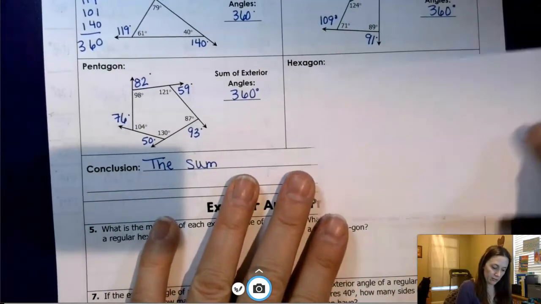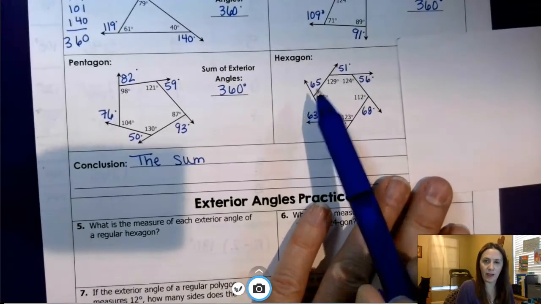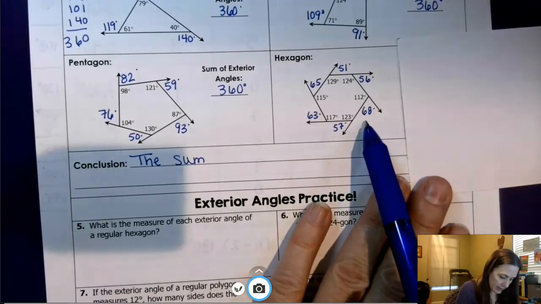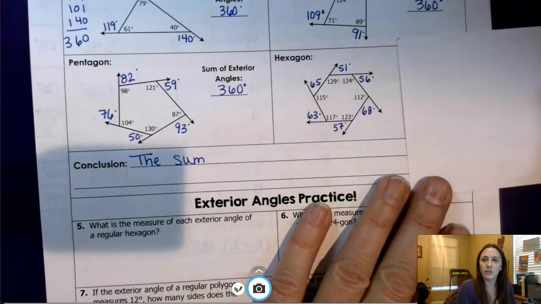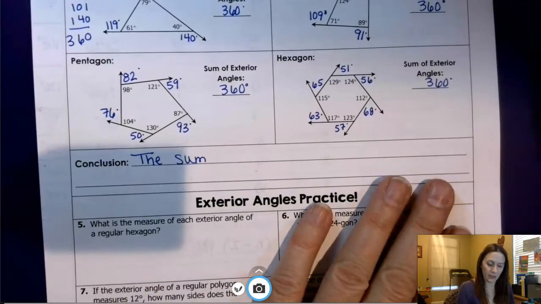Over here, these are my exterior angles, 63, 65, 51, 56, 68, and 57. So again, add all of your exterior angles together. What do you think you're going to get? So again, we get 360.